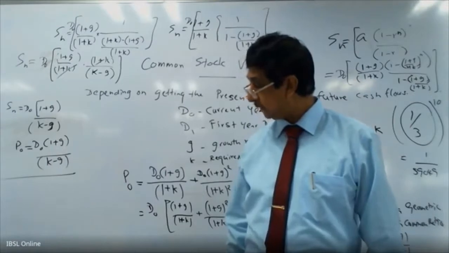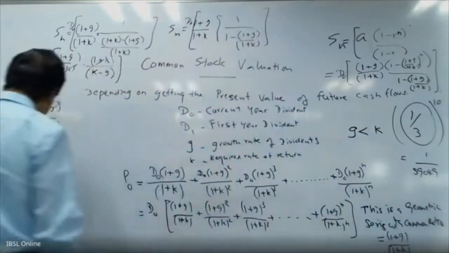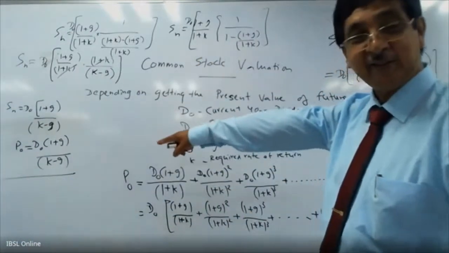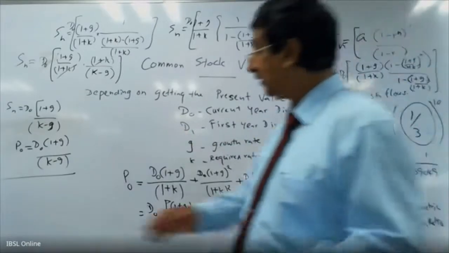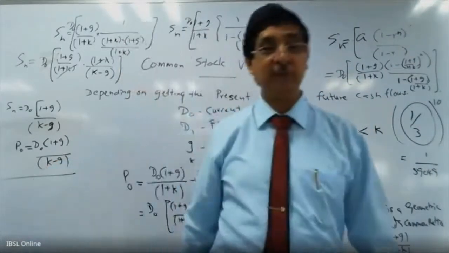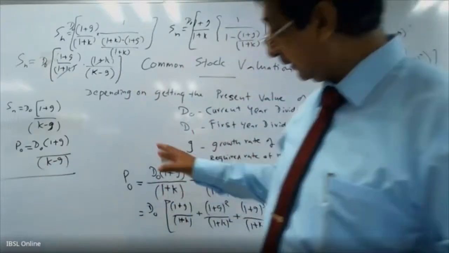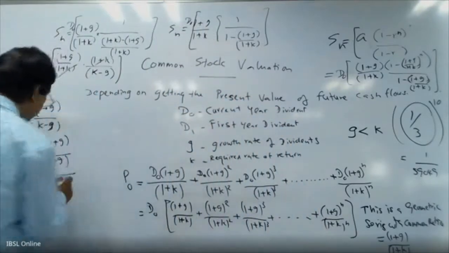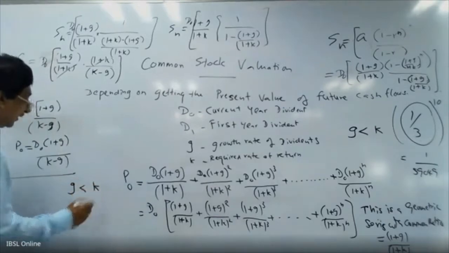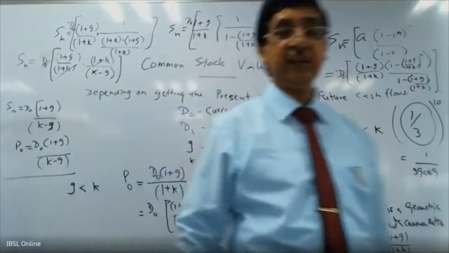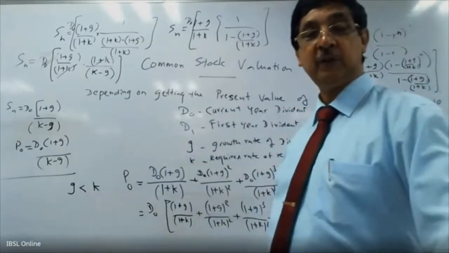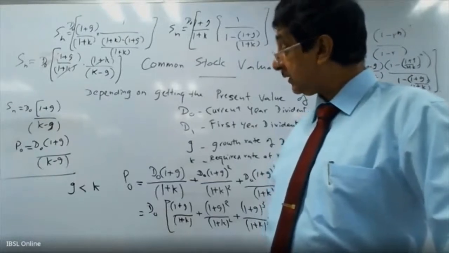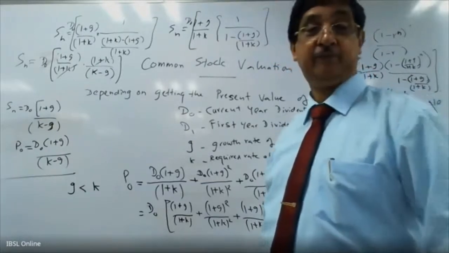And if K is lower than G, what will happen? We can look at it and see what types of values we expect for those situations. To follow this formula, G should be less than K. Now say there's a situation where K is lower than G. Then what will happen?